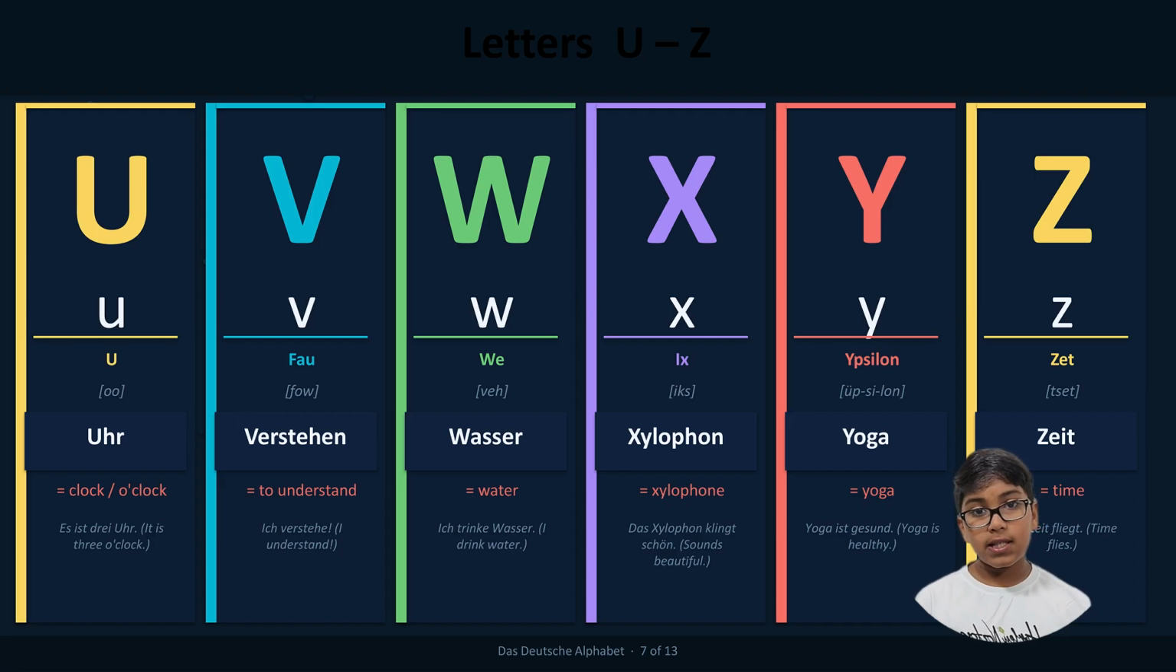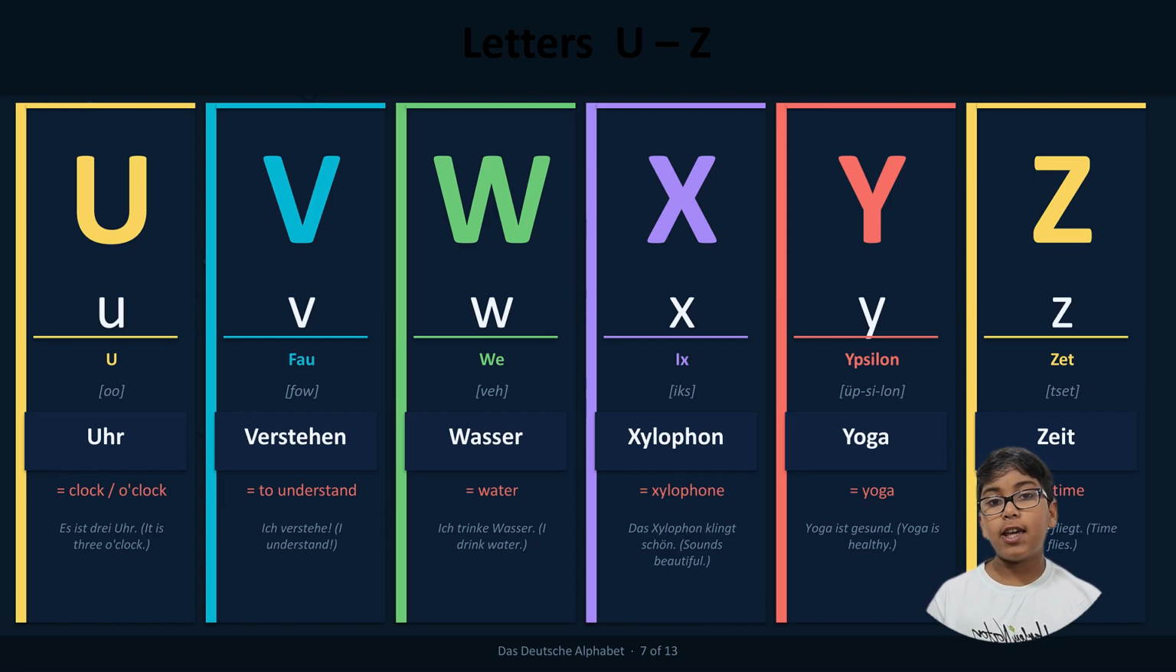V, and this one is a big surprise. In German, V is actually pronounced like the English letter F. Yes, F. Not V like in English, but F. So German V equals F sound. The example word is verstehen. Say it, verstehen. It means to understand. Ich verstehe. I understand.